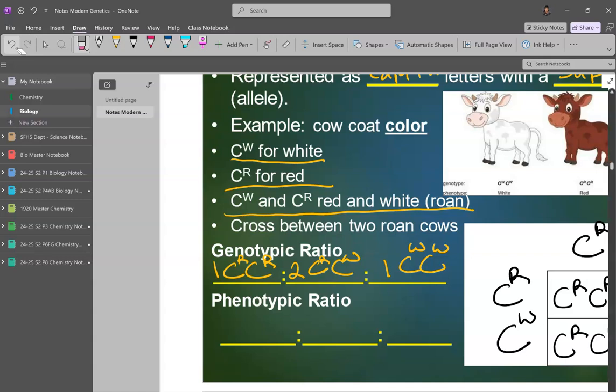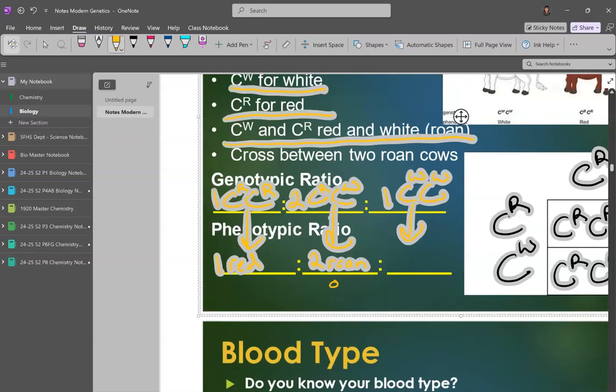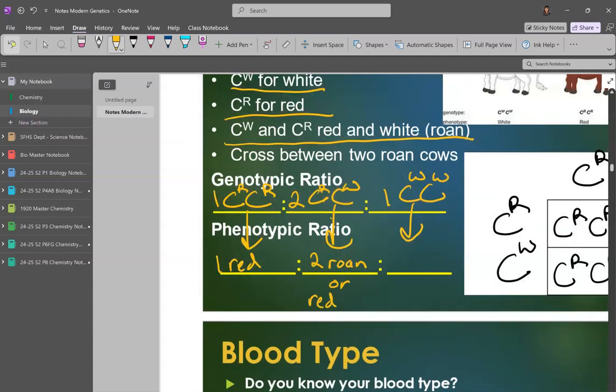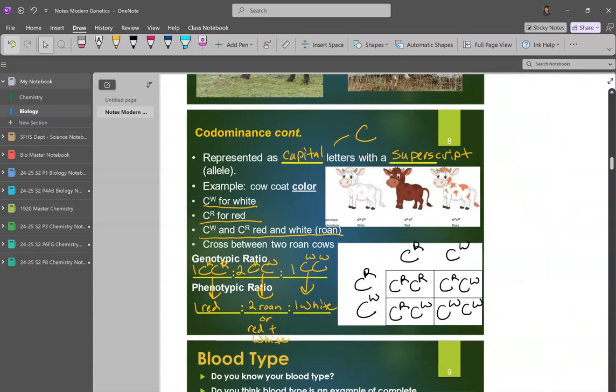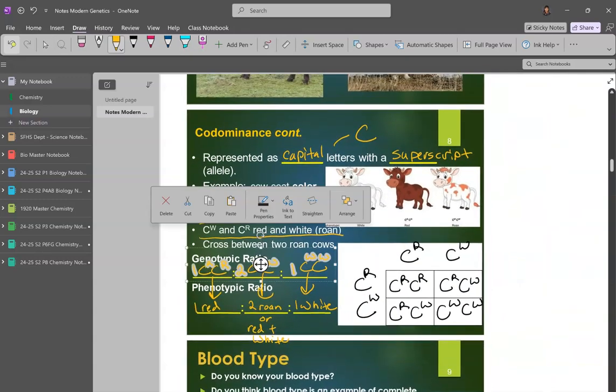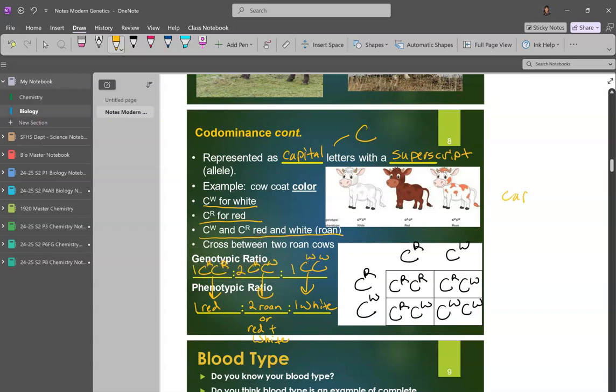And then our phenotypic ratio will directly reflect that. We have 1 red, 2 roan. So you could write roan, or if you wrote red and white, that would be acceptable. And then we would have 1 white. So with this type of formatting, we use a capital letter with superscripts.